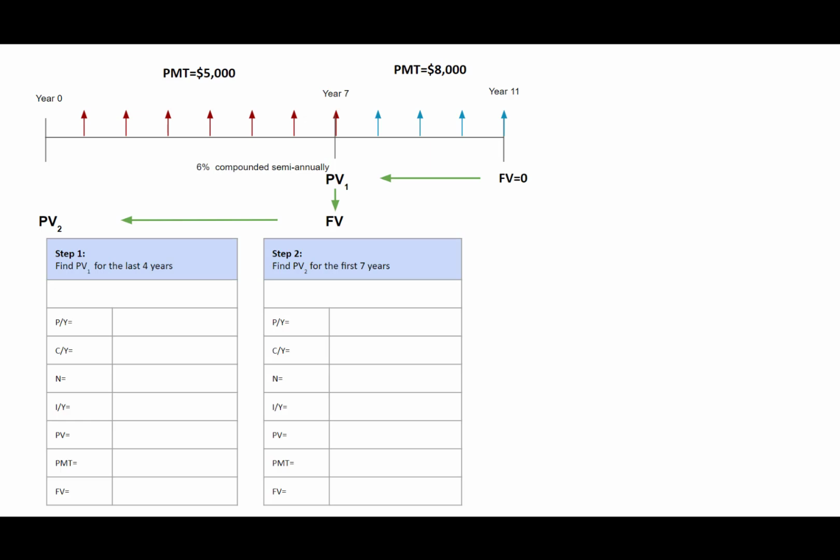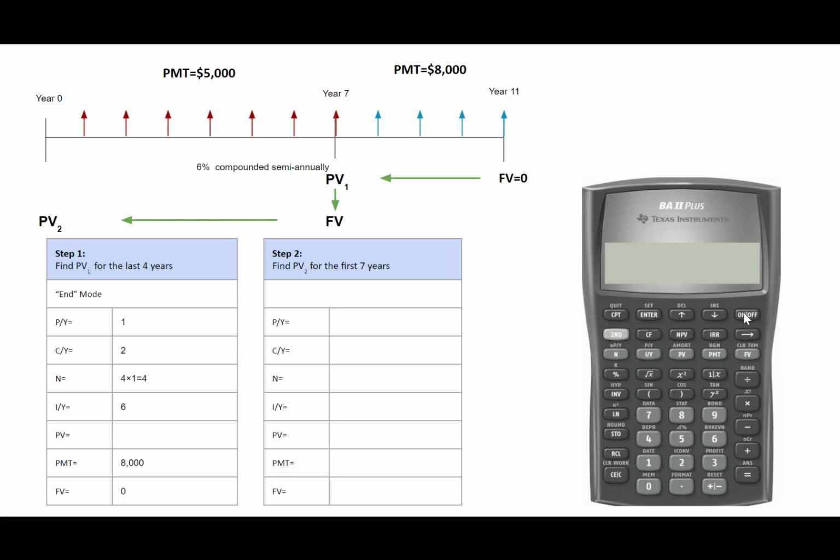For step 1, the periodic payments of $8,000 were paid at the end of each year, so we'll set the calculator at the end mode. Also, PY is 1, PMT is $8,000. Interest rate is 6% compounded semi-annually. Therefore, IY is 6, CY is 2. Future value is 0. N is the total number of periodic payments, which can be calculated by number of years times PY. 4 years times 1 gives 4.